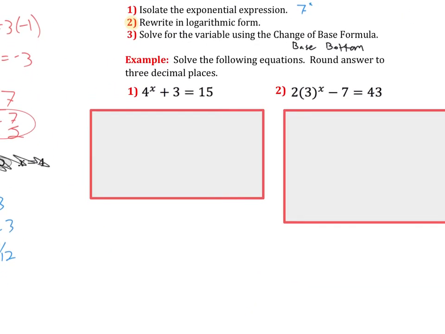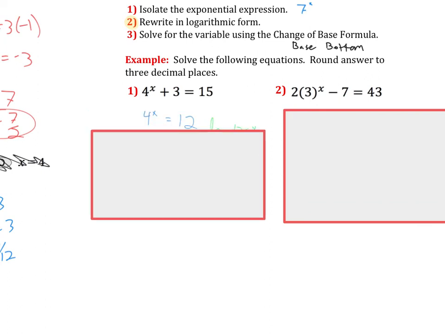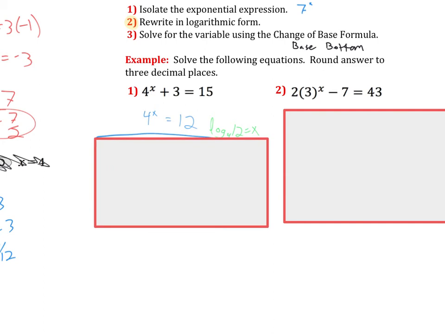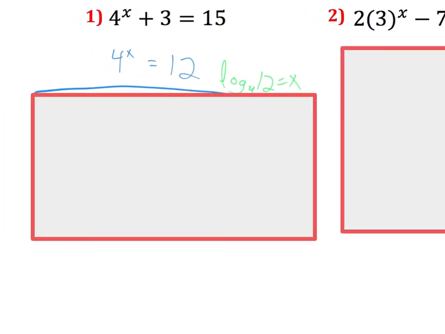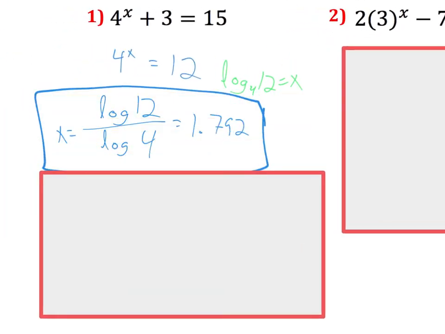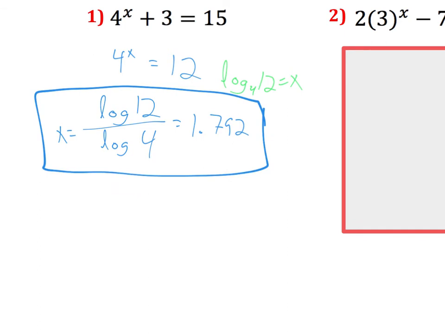Let's take a look. First one, 4x to the third equals 15. Let's move that x to the other side. So now I've got 4 to the x equals 12. And over in green ink here, I have it rewritten in log form. Well, from log form, I can throw it into change of base. So log 12 divided by log 4, and that's going to give me 1.792 after some rounding. So again, some of you might be able to skip this part in green and go straight from this exponential, because we know base is on the bottom, which means 12 would be on the top.